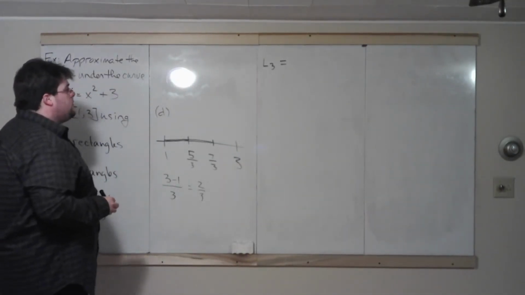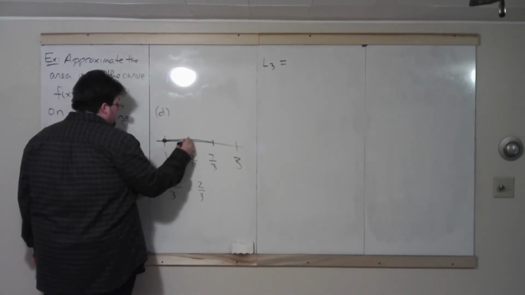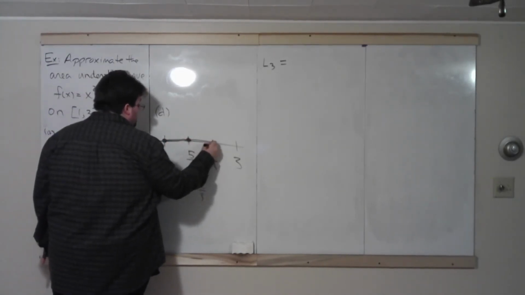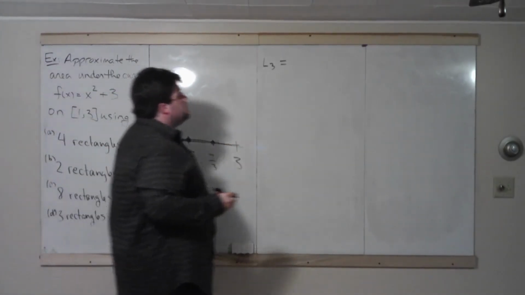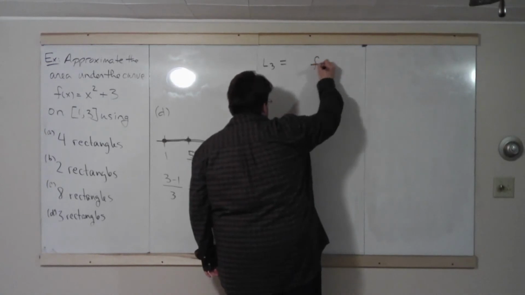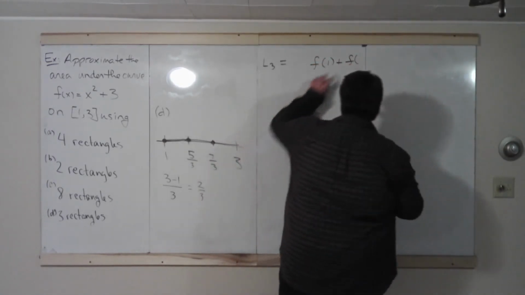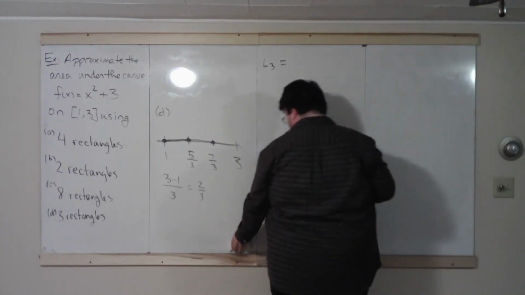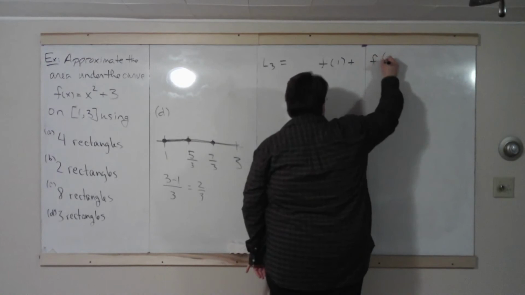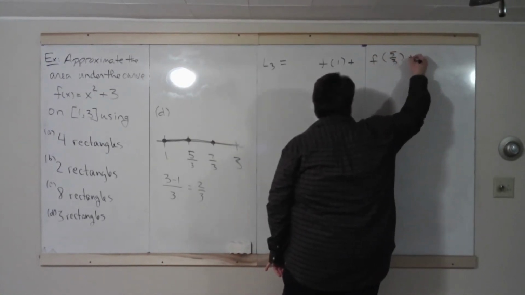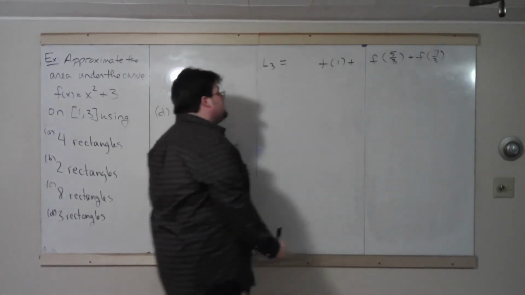What are we using for the left-hand approximation? We're using this one, using that one, and we're using that one. So it's very tempting to go to f of 1 plus f of 5/3 plus f of 7/3, just from this diagram.